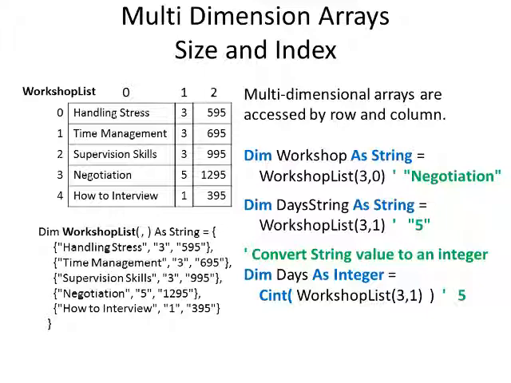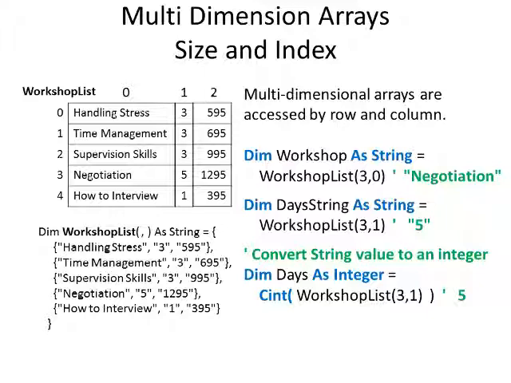To get something out of the double-dimensioned array, for example, if I wanted a workshop, I could say dim workshop as string equals, I have a variable now called workshop, workshop list 3, 0. So that's going to be in row 3, that's really the 4th row, but index position 3, sub 0, and 0 is going to be the first field on that row. I get negotiation. If I say dim days as string equals string workshop list 3, 1, I'm going to get a 5, but remember I'm getting strings.